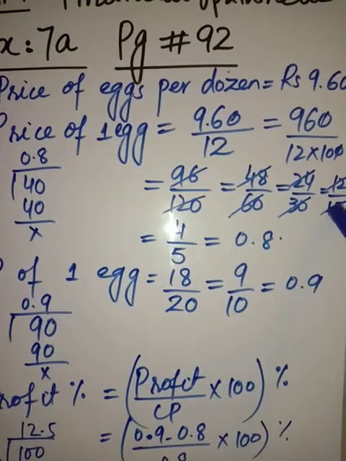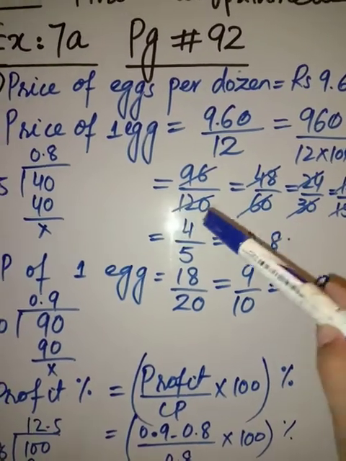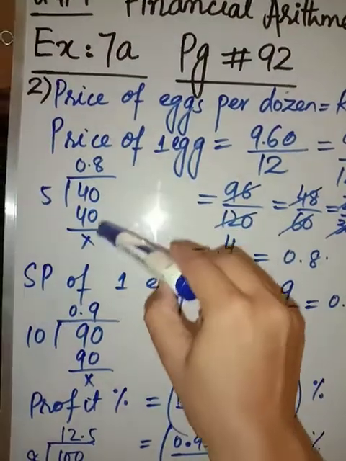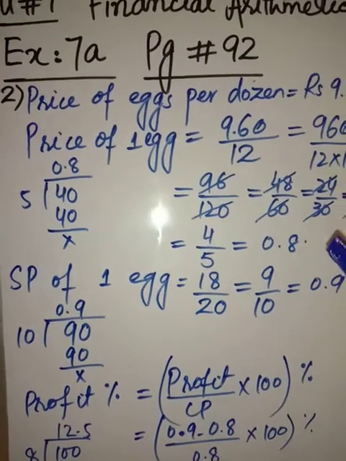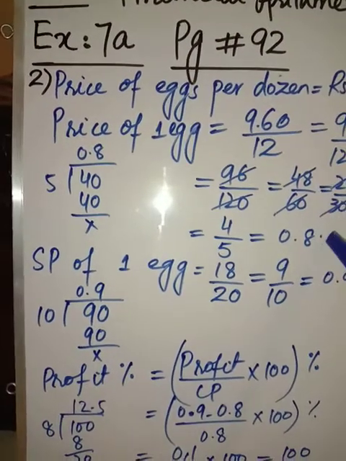3 4s are 12 and 3 5s are 15. You are left with 4 by 5. By dividing 4 and 5, you will get 0.8. So the price of an egg is 0.8.